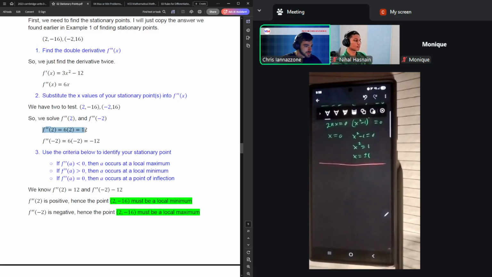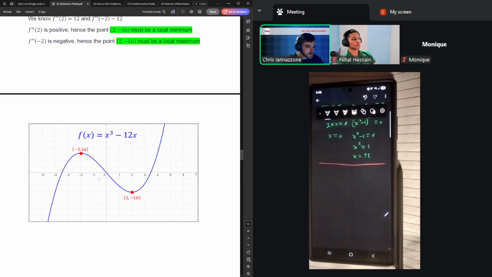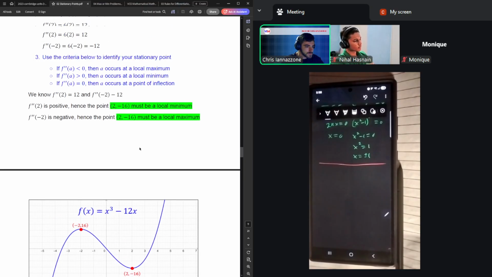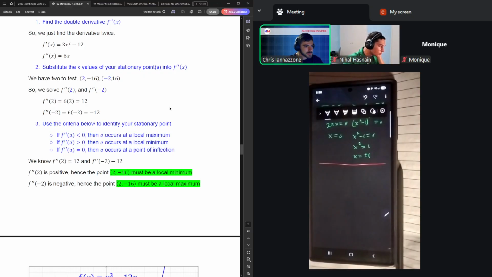But okay, so this one being positive means it meets criteria 2, so it's going to be the local minimum. This one being negative means it meets criteria 1, so you've got the local maximum, which sure enough is going to correspond exactly to what we're seeing there. So it's a nice little thing. If you can practice this enough and just have it down, then it works flawlessly.